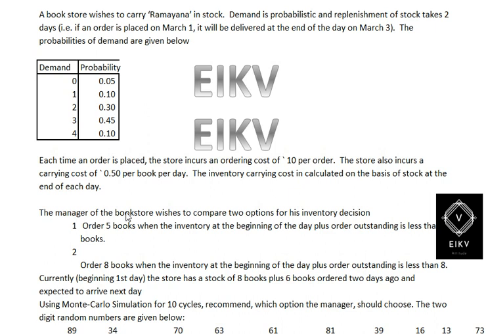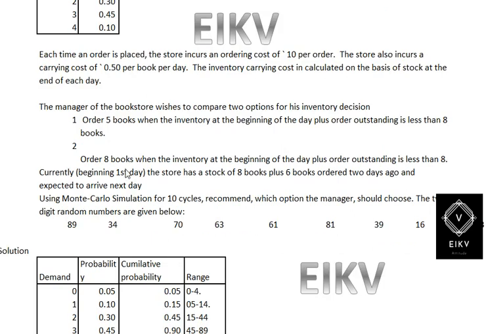The manager of the bookstore wishes to compare two options of the inventory decision. Number 1: order 5 books when the inventory at the beginning of the day plus order outstanding is less than 8 books. Number 2: order 8 books when the inventory at the beginning of the day plus order outstanding is less than 8.